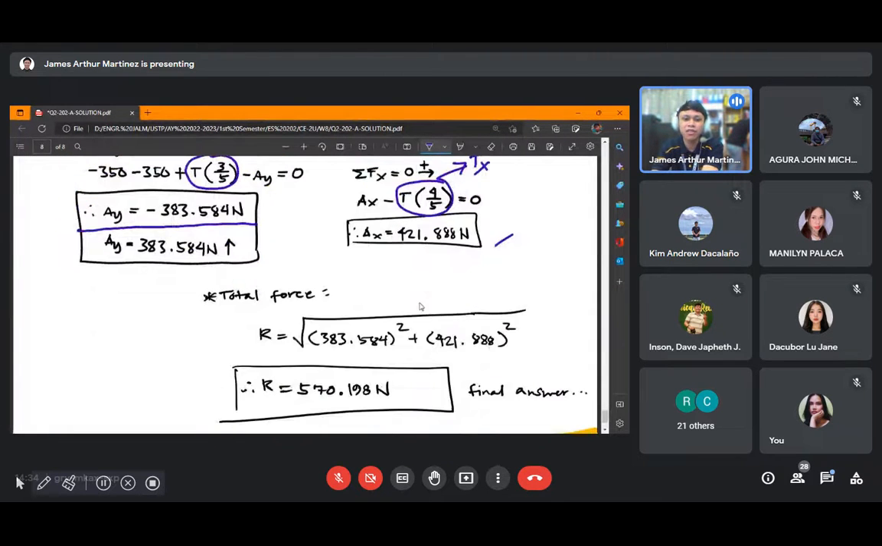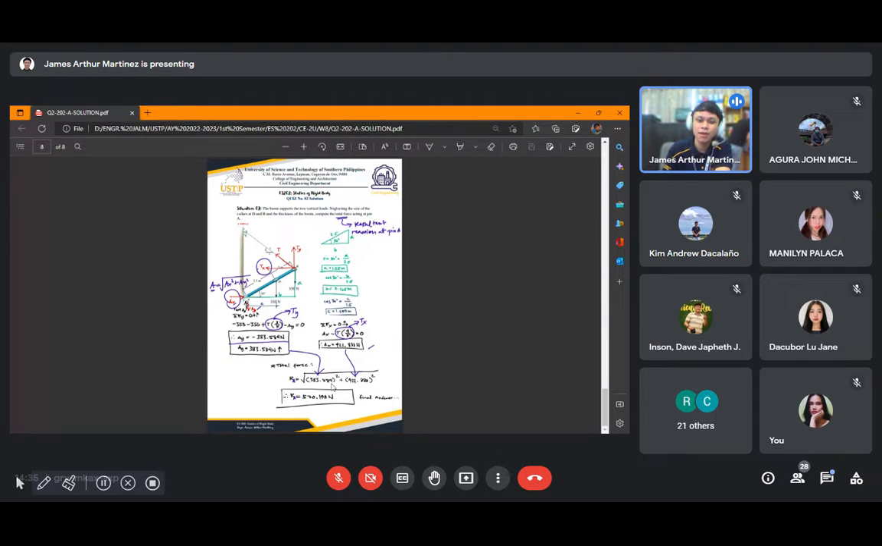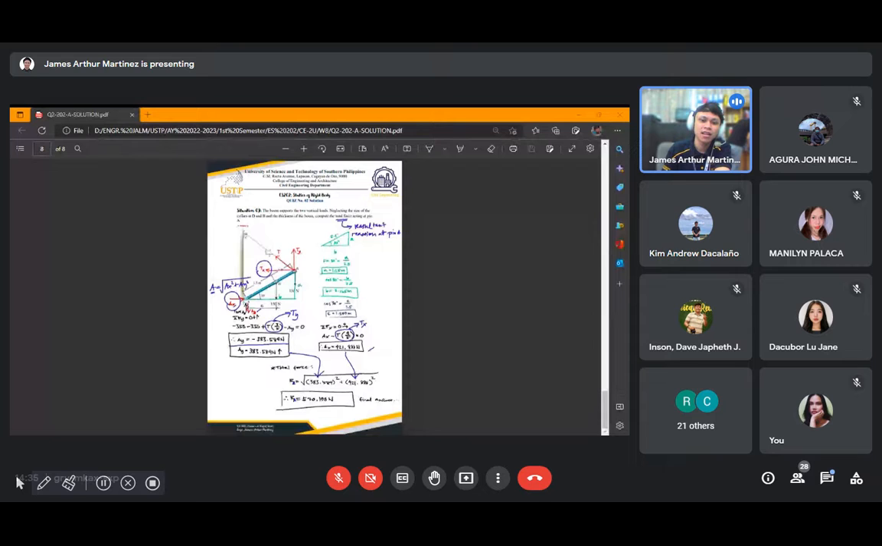Now, the total force. The resultant reaction at A is just equal to the square root of Ay squared plus Ax squared. Therefore, the total reaction at A is 570.198 newtons. Okay, and this is now our final answer for this last question of our quiz. So any questions or clarifications?